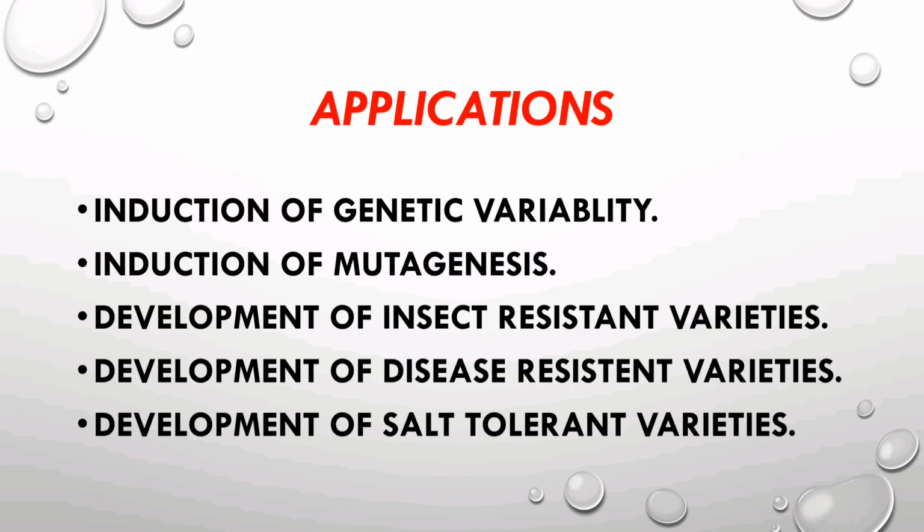Applications of haploid plant production. Genetic variability is induced, mutagenesis is induced, insect-resistant varieties are developed, disease-resistant varieties are developed, and salt-tolerant varieties are also developed.